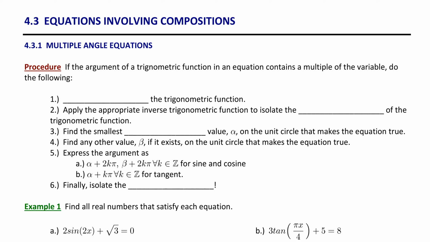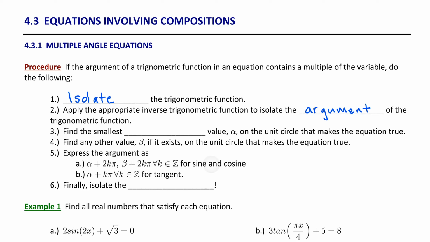Number 1, isolate the trigonometric function. Number 2, apply the appropriate inverse trigonometric function to isolate the argument of the trigonometric function. These two steps are the same steps that we begin with in solving basic trigonometric equations. But here's where it changes just a little bit, and this part of the procedure really requires some patience. Once you complete step 2, you're going to be tempted to solve for the variable, but we're going to postpone that till the very last step.